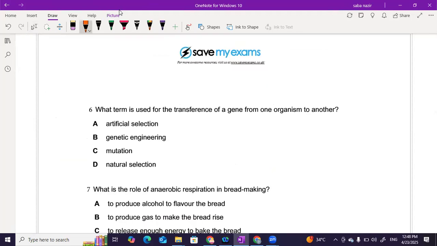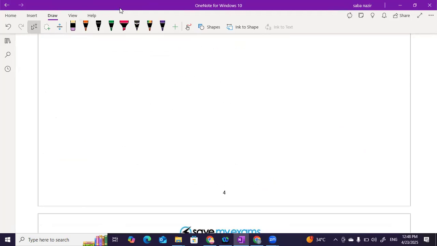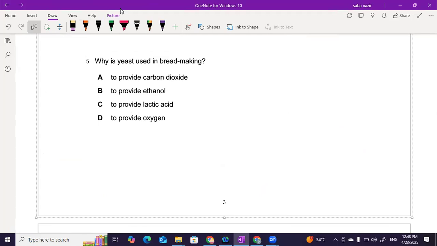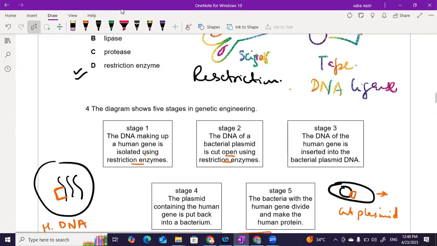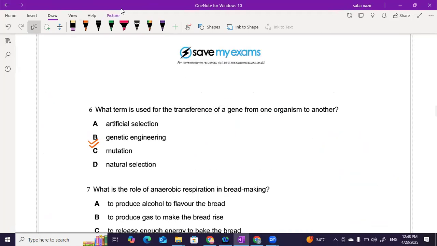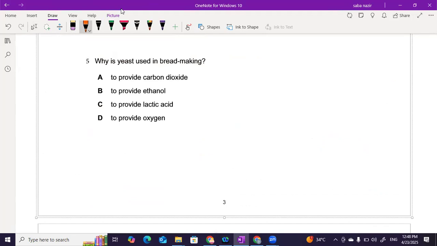Which term is used for the transference of gene? It's the genetic engineering term used to transfer the DNA from one organism to another. What is the role of anaerobic respiration in making bread? Oh, we missed question 5. In question number 5, they are asking why is yeast used in making bread?